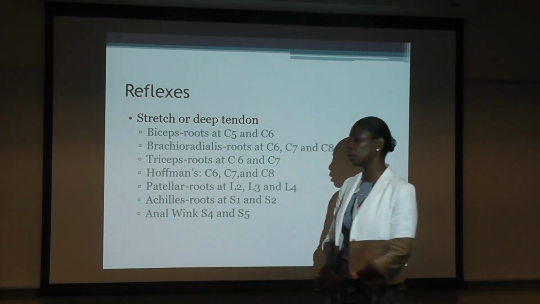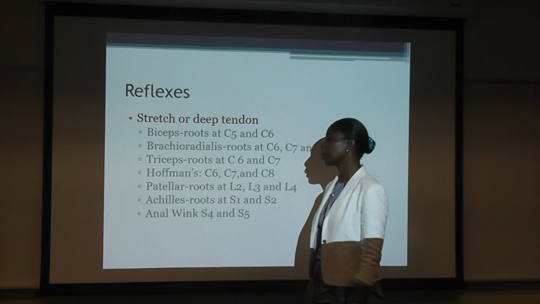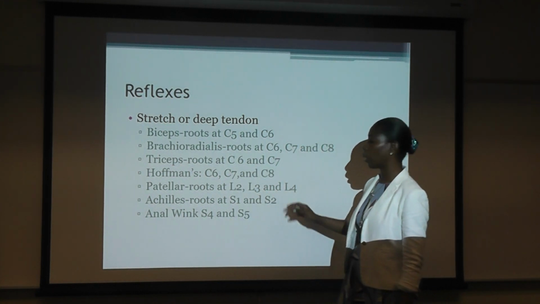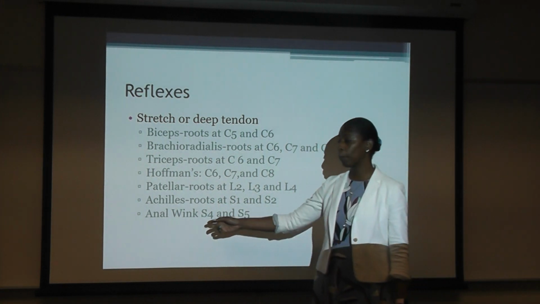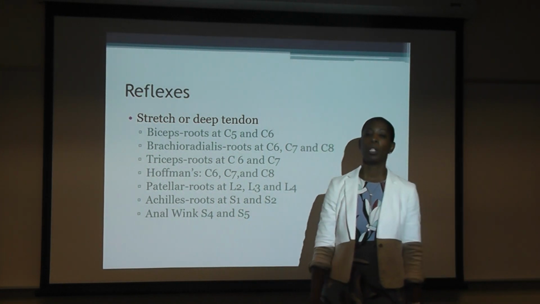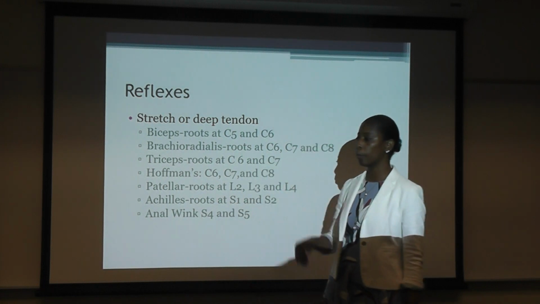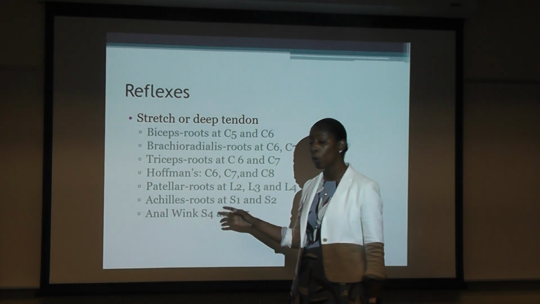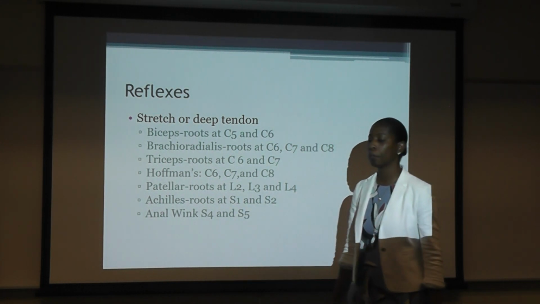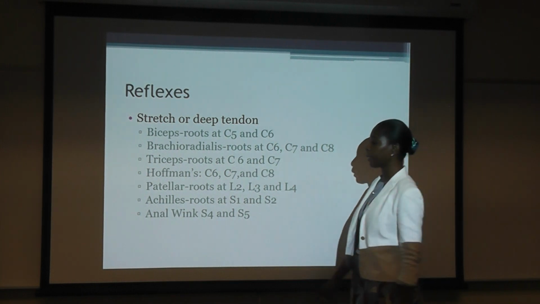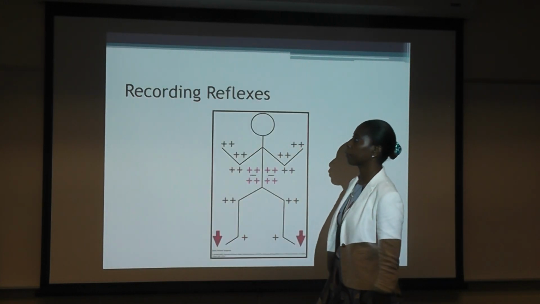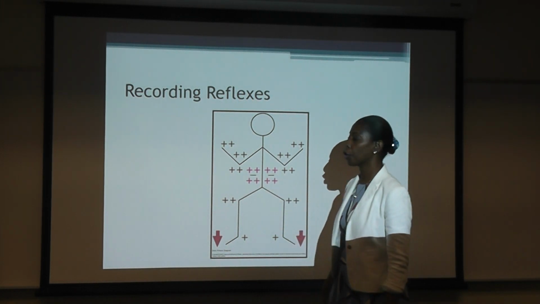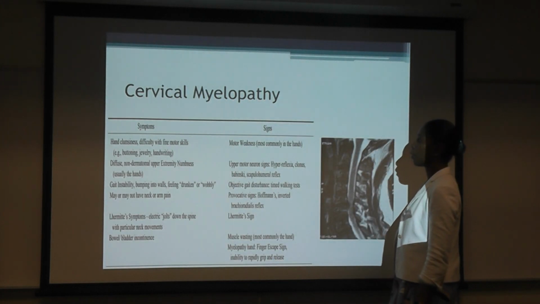Patellar, the patellar reflex, or you can see an absent patella reflex, usually L2, L3, or L4. Achilles, meaning the ankle jerk. You strike the ankle and your foot should jump. If that's absent, it usually means that there's S1 or S2 nerve root compression. Okay? And the anal wink, again, S4 and S5. How do you record your reflexes? Usually they recommend you draw it out, but you can just put +2, +3, +4, whatever you see.